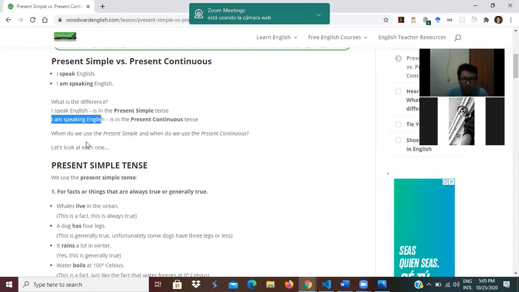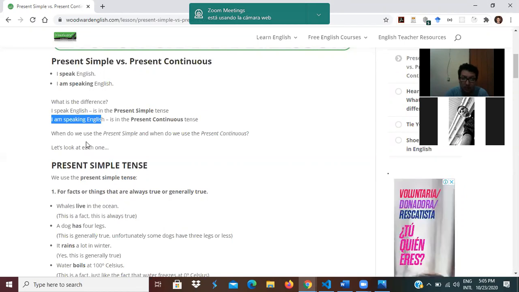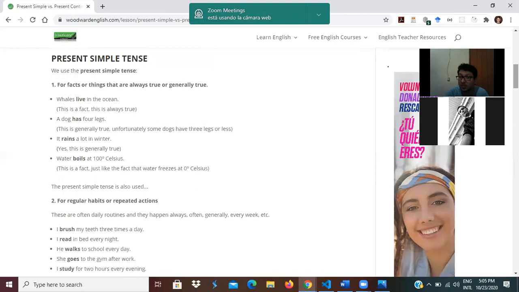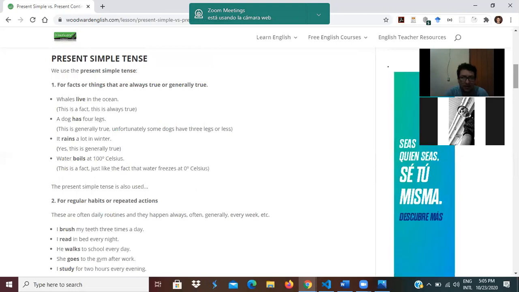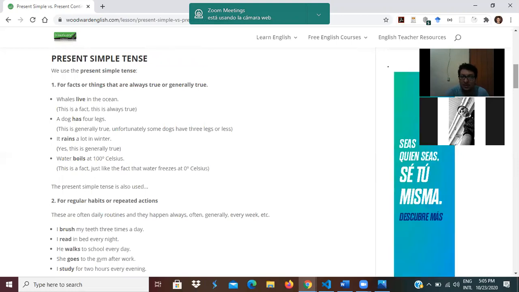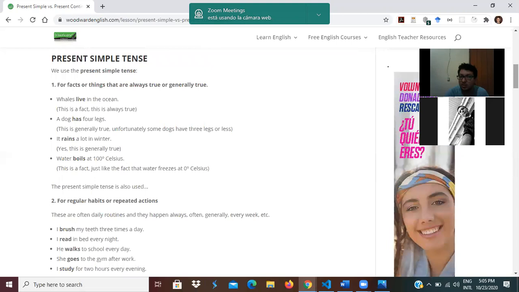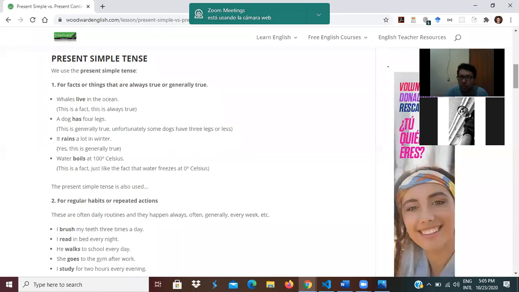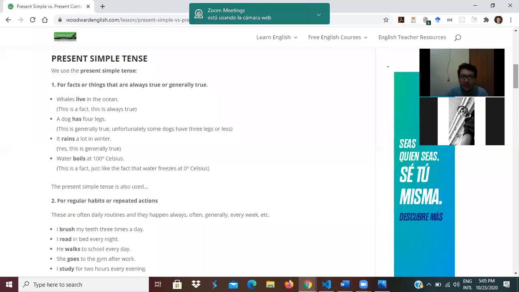When do we use the present simple, and when do we use the present continuous? Let's look at each one right now with examples. We use the simple present tense, something that we already know. First, we use it for facts or things that are always true or generally true, all right? That's present simple. Example: whales live in the ocean.